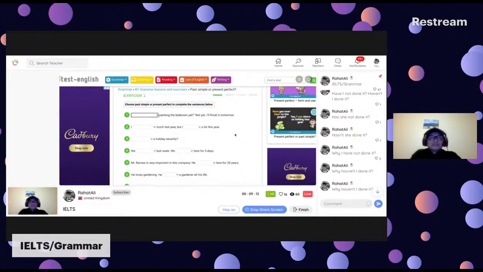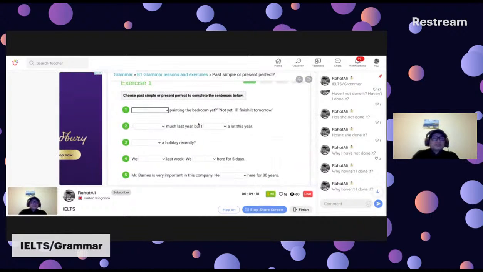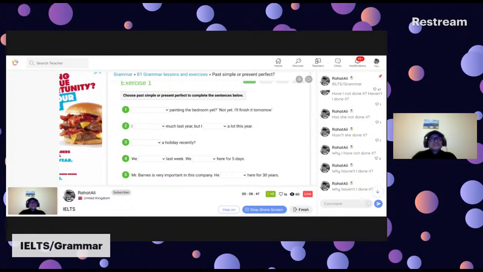So look, this is one of some examples. Number one, did you finish or have you finished painting the bedroom yet? Not yet. I'll finish it tomorrow. Look at the signal word here, yet. If you find this word yet, that means up to present time. For the present time, we must use present perfect tense. Remember, guys? So it should be, have you finished painting the bedroom yet? Not yet. I'll finish it tomorrow.